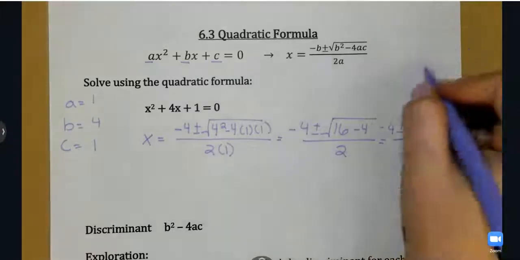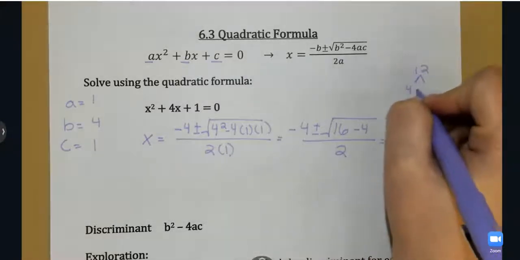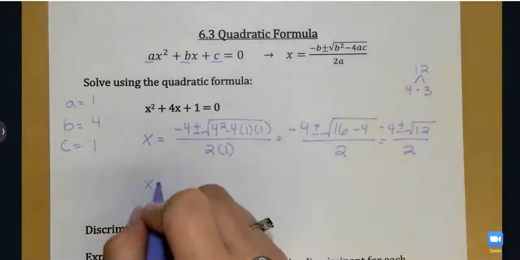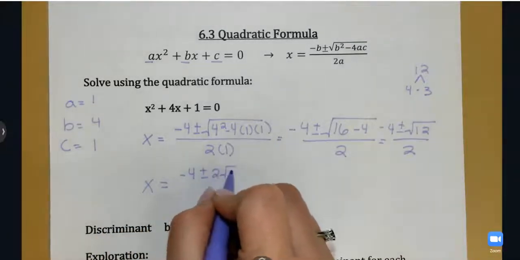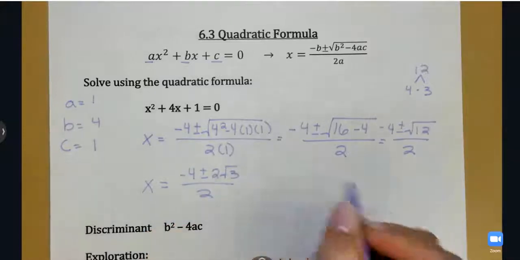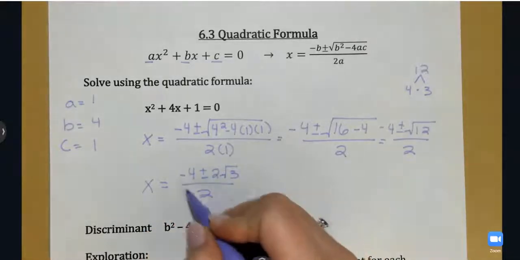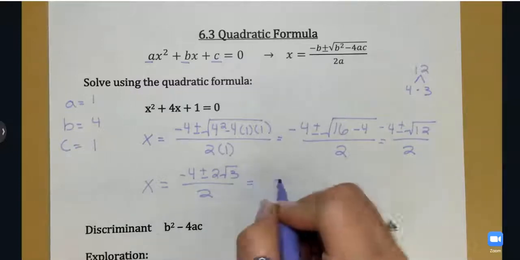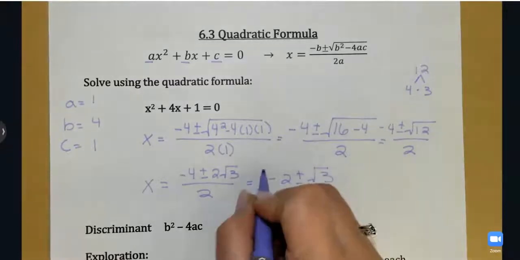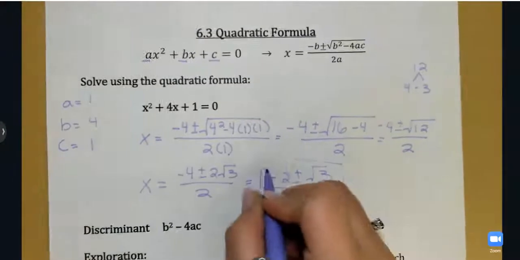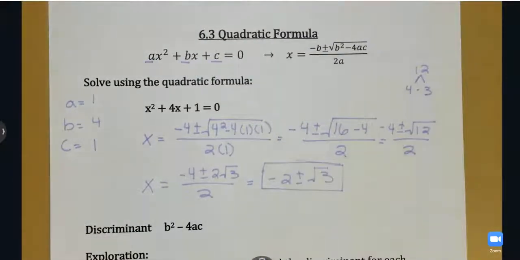Square root of 12 can be simplified. It has a factor of 4, which is a perfect square. So this is going to be negative 4 plus or minus 2 square root of 3 over 2. And then the negative 4, the 2, and the 2 all have a common factor of 2, so I can reduce it. And it'll be negative 2 plus or minus the square root of 3. Those are my two solutions for that quadratic.